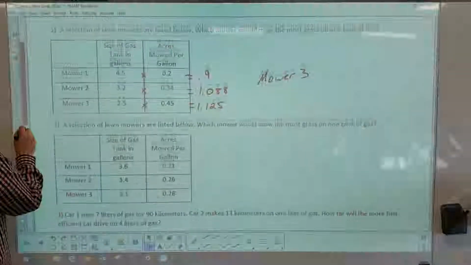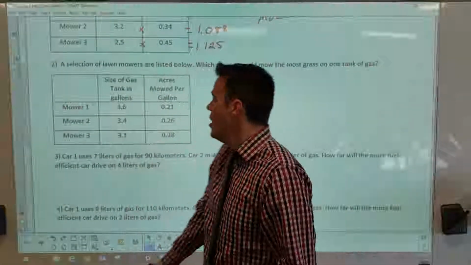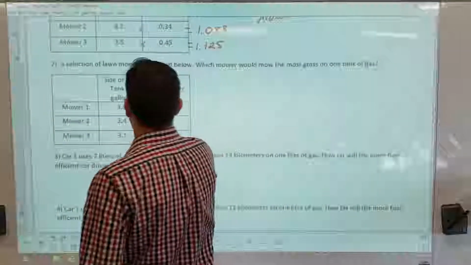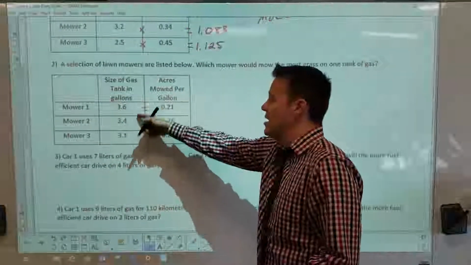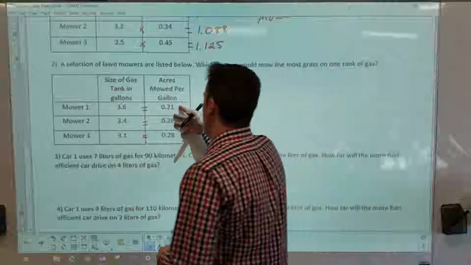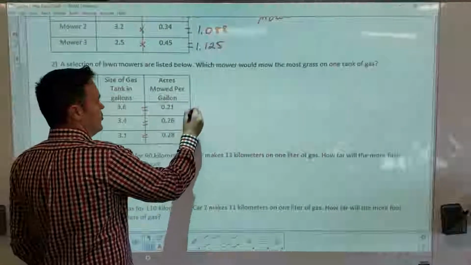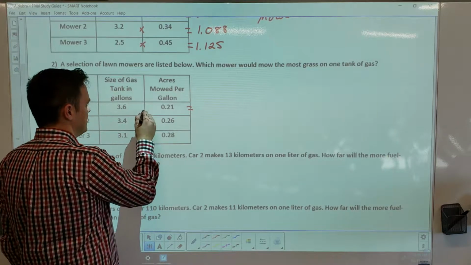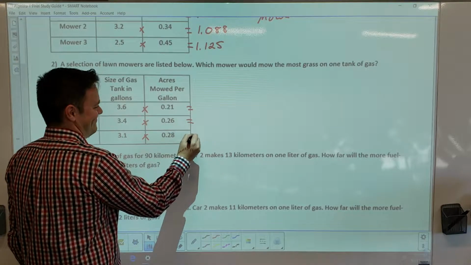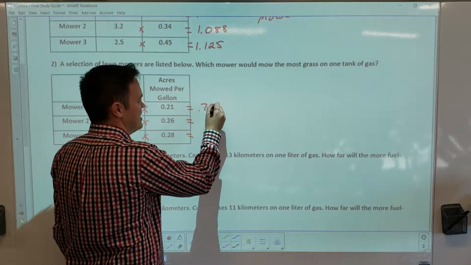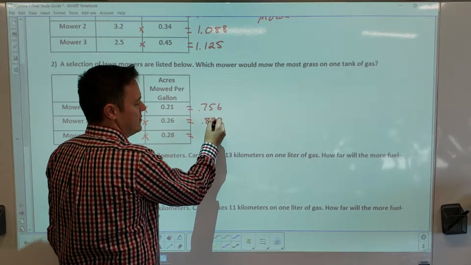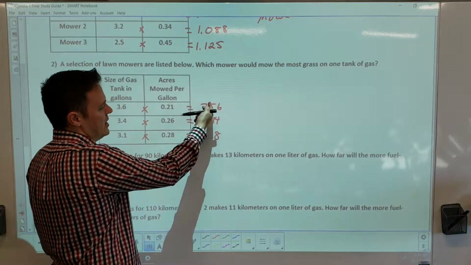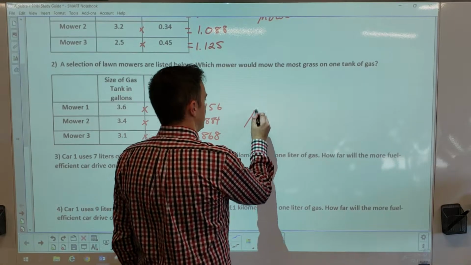All right, the second one, same setup. A selection of lawnmowers is listed below. Which mower would mow the most grass on one tank of gas? This is the size of your tank. The tanks are a lot closer in size, but the amount they mow is different. If you multiply these together, it's been a long day, you get 0.756, 0.884, and then this last one is 0.868. So by looking at these numbers, which one is bigger? Well, it's mower 2.